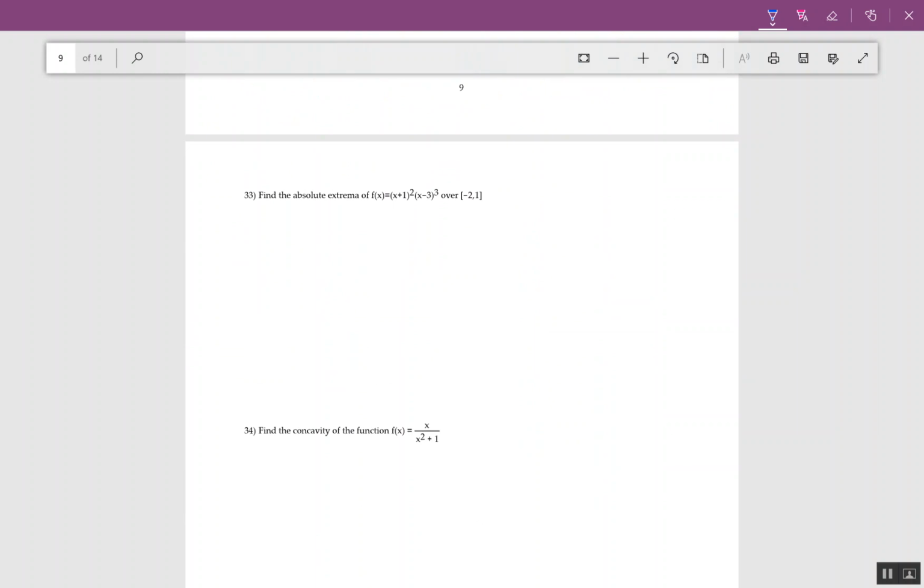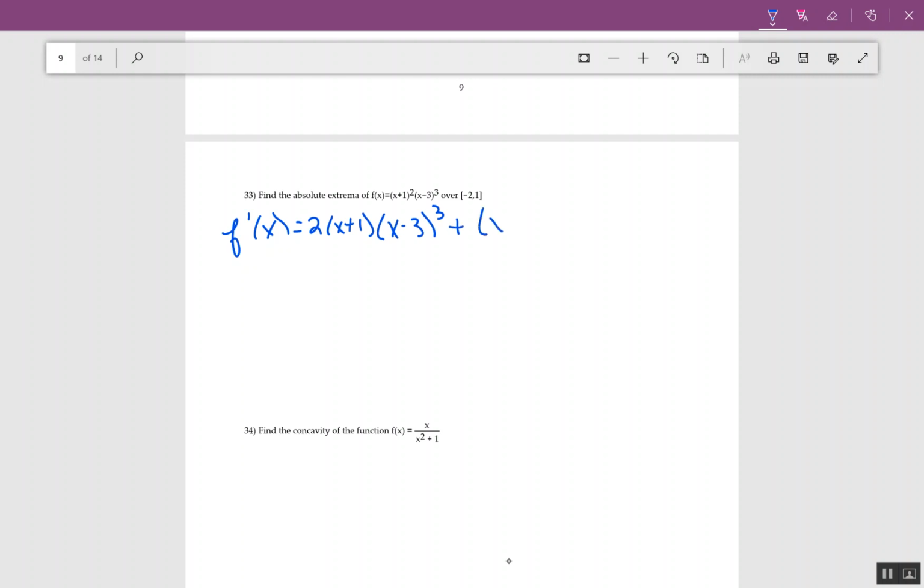All right. 33 says find the absolute extrema of (x plus 1) squared times (x minus 3) cubed over the interval negative 2 to 1. So we're starting with the derivative, and there's two things going on here. We have a product rule and a chain rule. So let's start with the product rule. The (x plus 1) squared, I'm going to take the derivative of that, which brings the chain rule in. So I have 2 times (x plus 1). I keep (x minus 3) cubed.